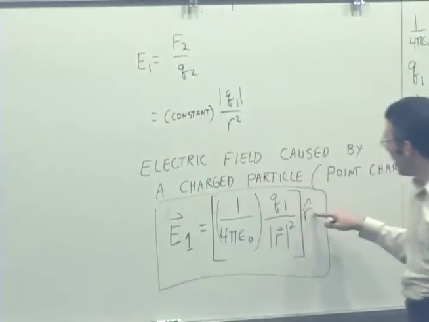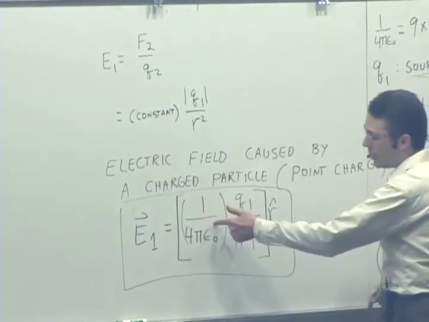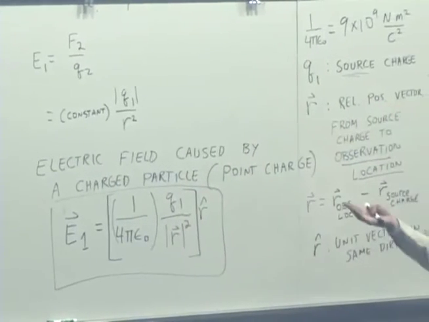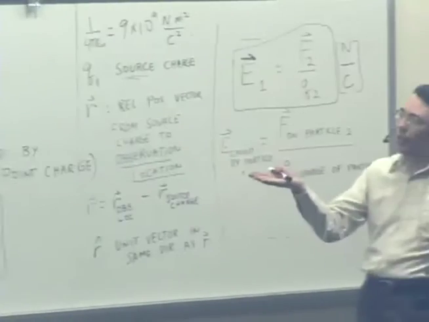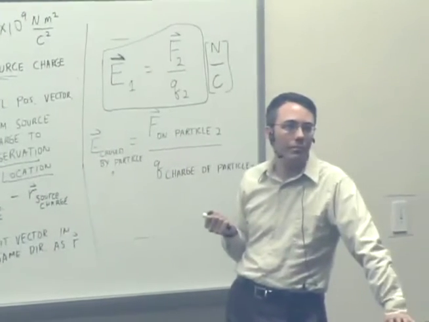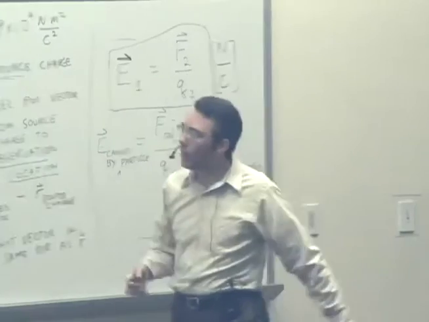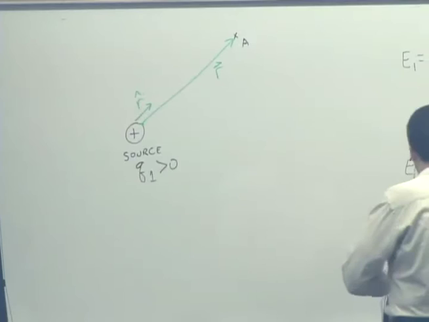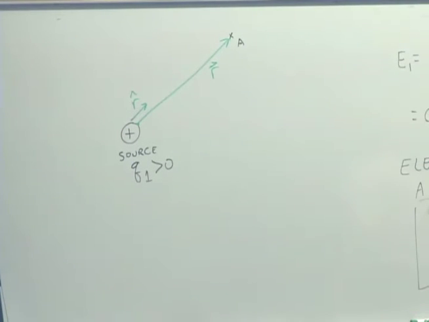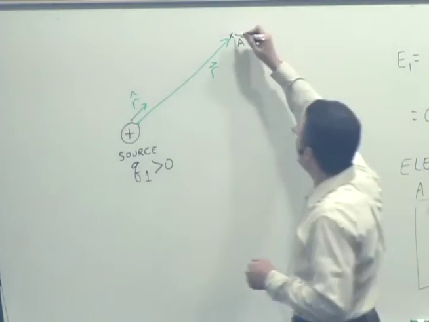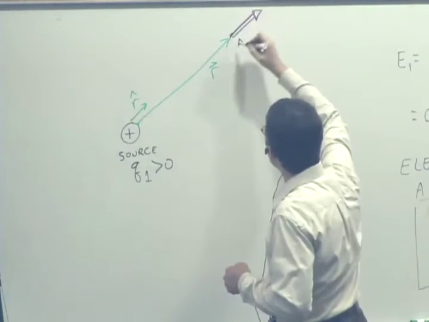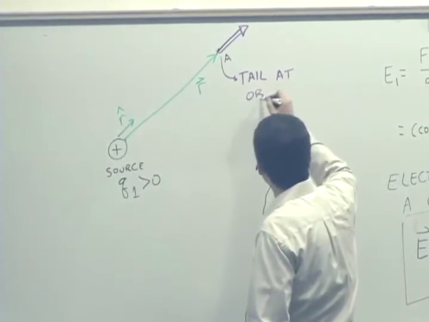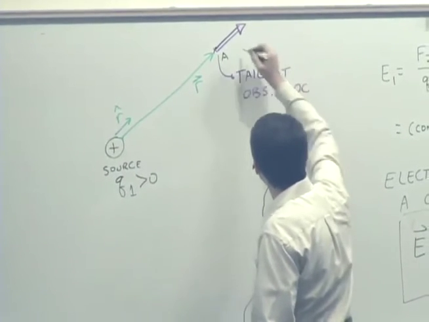Let's look at what's multiplying R hat. This is a constant that's positive. We're dividing by a magnitude squared that's positive, and Q1 is, in this case, positive. So I'm going to get an electric field that points in what direction? Away from the charge, right? In the same direction as R hat. And when I draw the electric field, and this is important, draw the electric field vector with its tail at the observation location. Okay, so E is pointing that way.